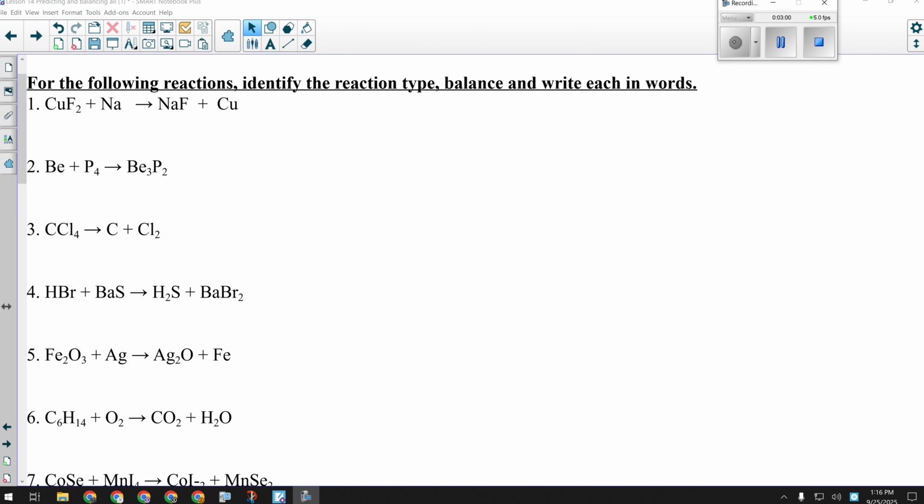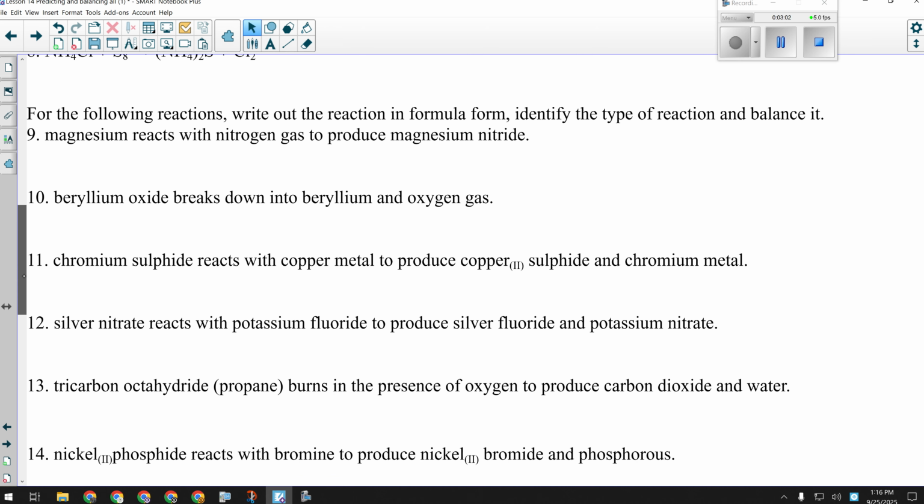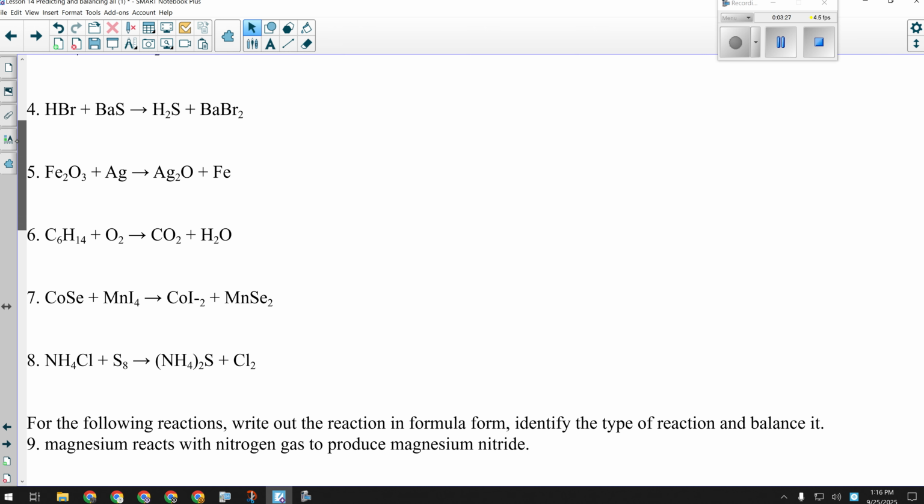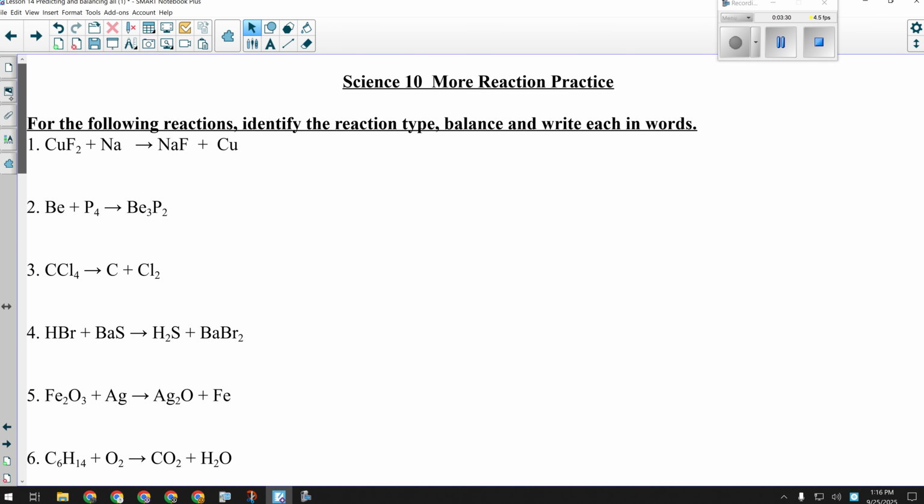I see a few people have gotten as far as the one with chromium here, number 11. If you've gotten that far, there's a mistake on the sheet. What's missing from chromium sulfide? A Roman numeral. Chromium can be a 2 or a 3, and it isn't indicated here. So this is chromium with the Roman numeral 3. It's just missing for whatever reason. So if you get to that one, just make sure that you know that's chromium 3 sulfide when you get there. Okay, let's look at the first few on here.